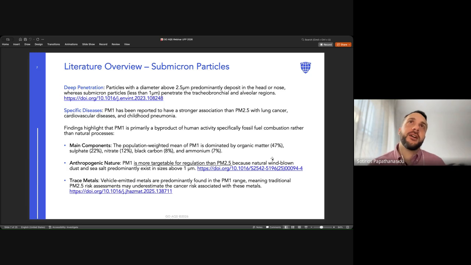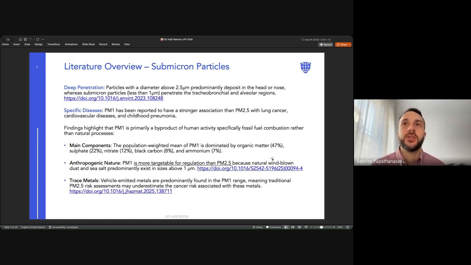So this is the overview from the literature. Many papers say that submicron particles go deeper into the human body, and they also have a stronger association than PM 2.5 with lung cancer, cardiovascular diseases, and childhood pneumonia. Also, something very interesting for me to read was the finding that PM1 is primarily a byproduct of human activity, specifically fossil fuel combustion rather than natural processes.